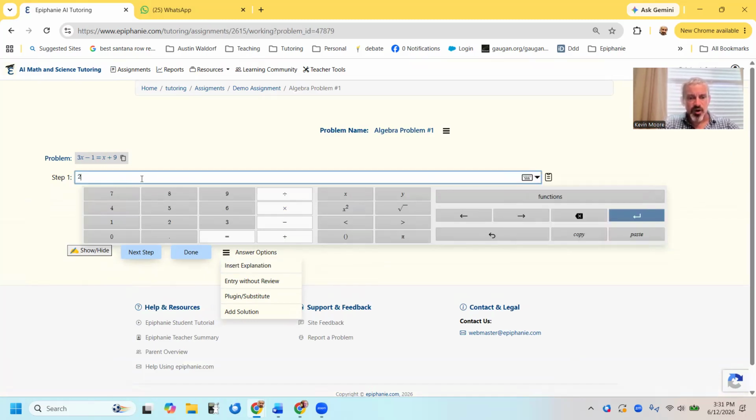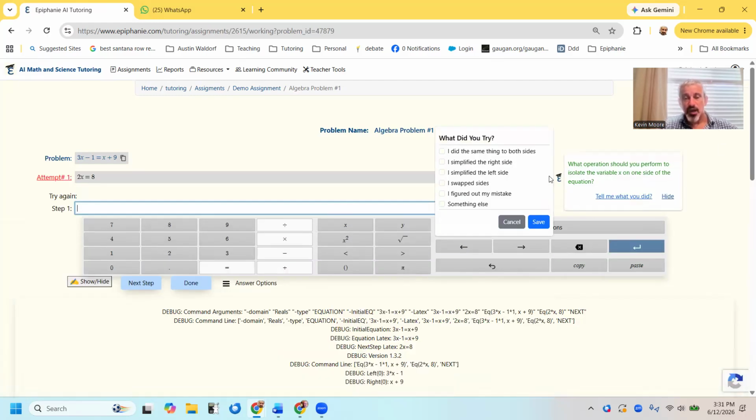So I'm going to start off this problem, 2x equals 8. I'm going to kind of skip a step there. And, oh, wait a minute. I made a little mistake. Let's see what happens here.